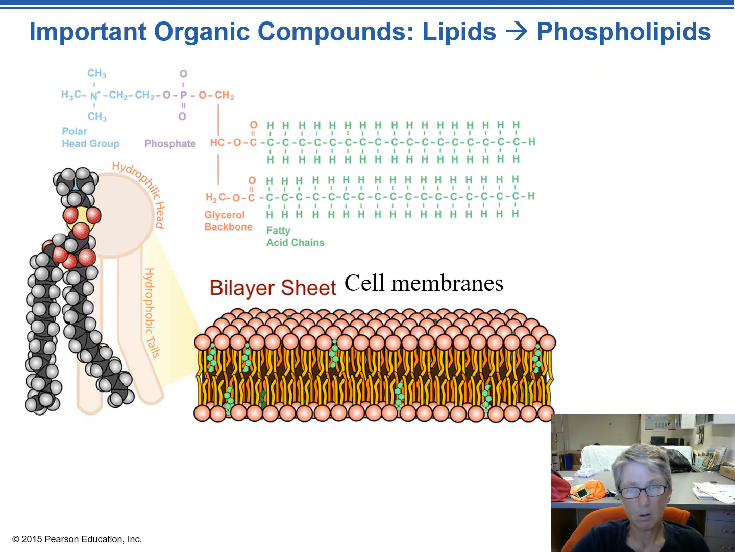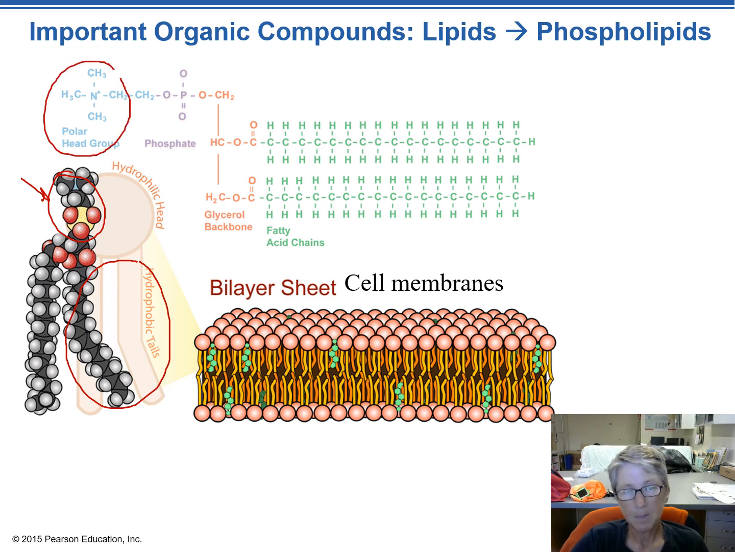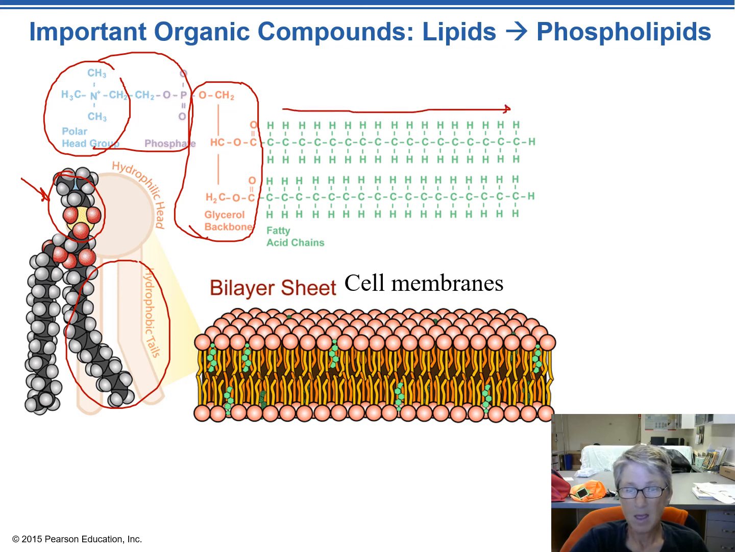So here's our cartoon of our phospholipid. It's got the hydrophilic head, so it likes water, and then it's got these hydrophobic or afraid-of-water tails. And then here's what it looks like with the atoms in it. So here's the polar head group. Here's the glycerol backbone. Sorry, this whole thing is polar head group. This orange stuff is polar backbone. And then here's the non-polar fatty acid chains or tails that don't like water.